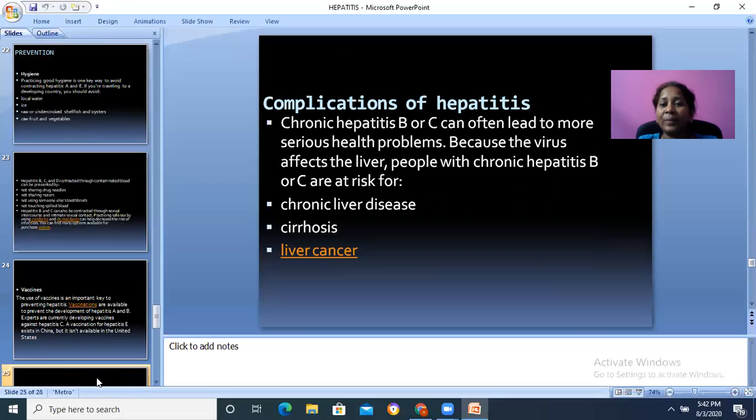What are all the complications of hepatitis? Chronic hepatitis B and chronic hepatitis C can often lead to more serious health problems because the virus affects the liver. People with chronic hepatitis B or chronic hepatitis C are at risk for chronic liver disease, cirrhosis, and liver cancer.